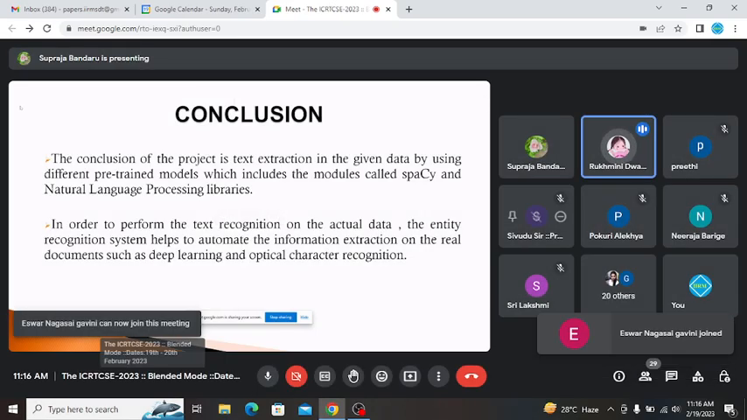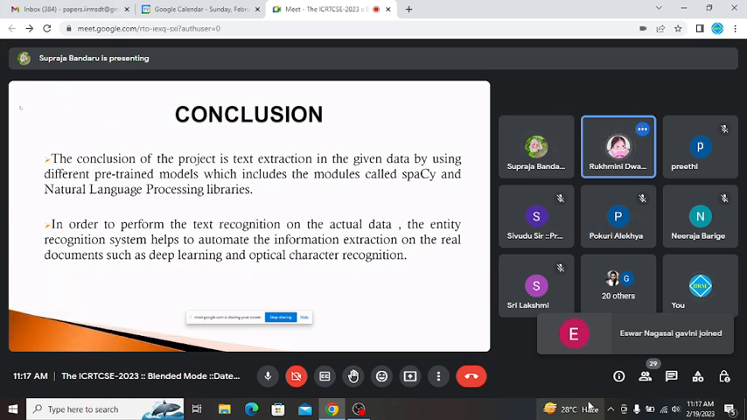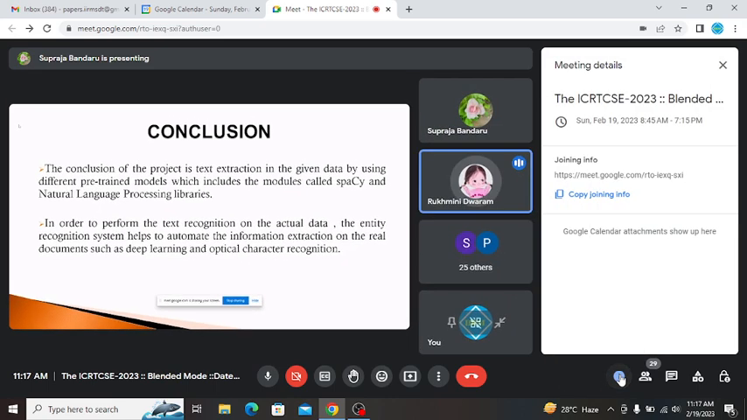Conclusion. The main conclusion of our project is extracting the text by using pre-trained models, which include the spaCy module and natural language processing libraries. The spaCy module is an open source software library which is used for advanced natural language processing. It is used for getting good results and it takes less prediction time compared to other techniques. To perform text recognition on actual data, a recognition system helps to automate text extraction on real documents, such as deep learning and optical character recognition.